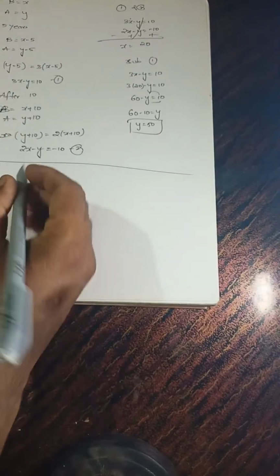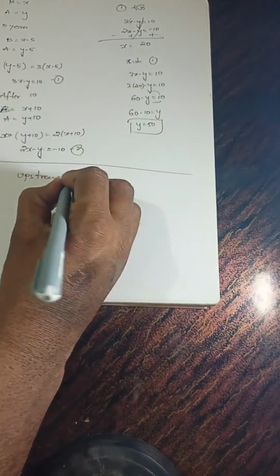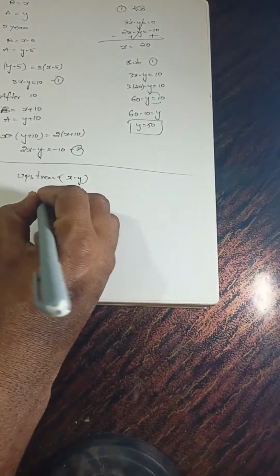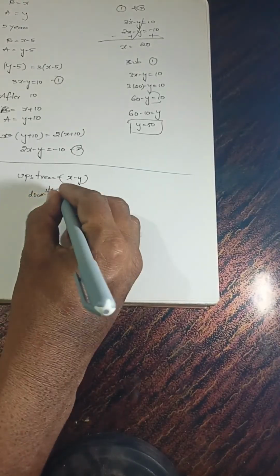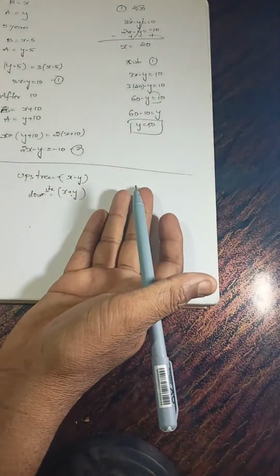Time, upstream. See, if you are getting any question of upstream, you have to take the value as x minus y, and downstream you have to take x plus y. Upstream is x minus y. Downstream is x plus y, which is very very important. Please go through the questions which are upstream and downstream compulsory.